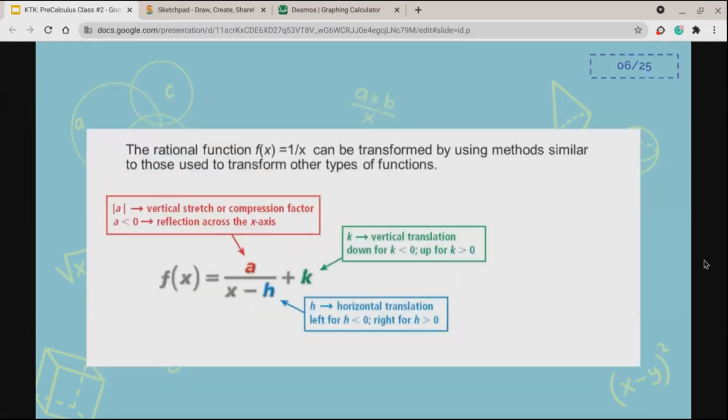The rational function f of x is equal to 1 by x, which is the parent rational function, can be transformed by using methods that are similar to those used to transform other types of functions. We have the absolute value of a, which is a vertical stretch or compression factor. If a is less than 0, it's a reflection across the x-axis. We have k for the vertical translation, and of course h for the horizontal translation. And remember, it's minus h, so x minus h. Very important to remember that.